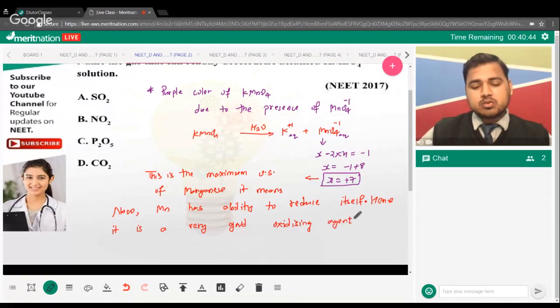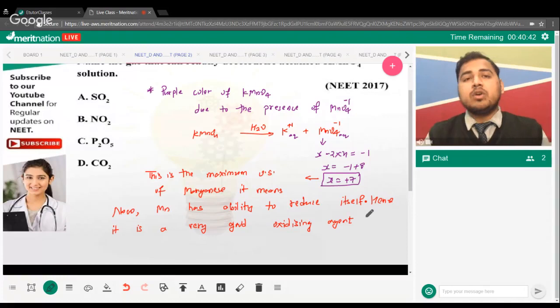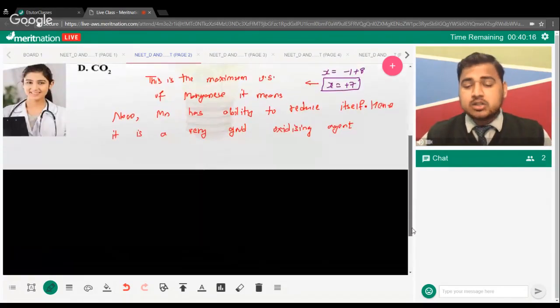It means, students, this KMnO4 is a very good oxidizing agent. Definitely, because its oxidation state is +7, it does not have the ability to further increase its oxidation state. It means definitely it will reduce itself, and if it reduces itself, it will oxidize some other species. So we have to figure out which of A, B, C, D is ready to be oxidized. Let's find out the oxidation state of all the species.